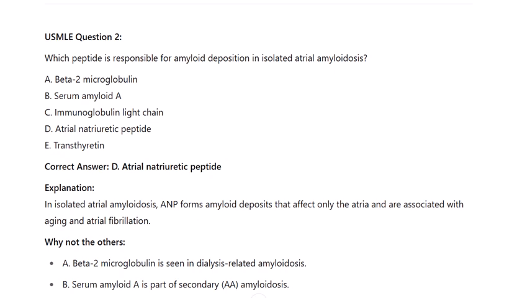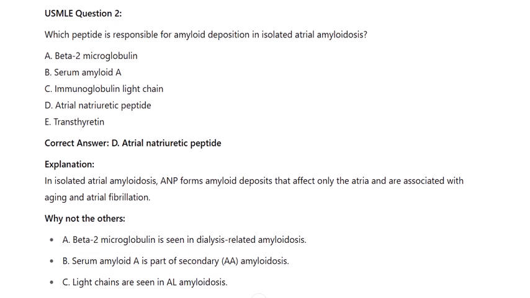USMLE Question 2. Which peptide is responsible for amyloid deposition in isolated atrial amyloidosis? A. Beta-2 microglobulin. B. Serum amyloid A. C. Immunoglobulin light chain. D. Atrial natriuretic peptide. E. Transthyretin. Answer: D.